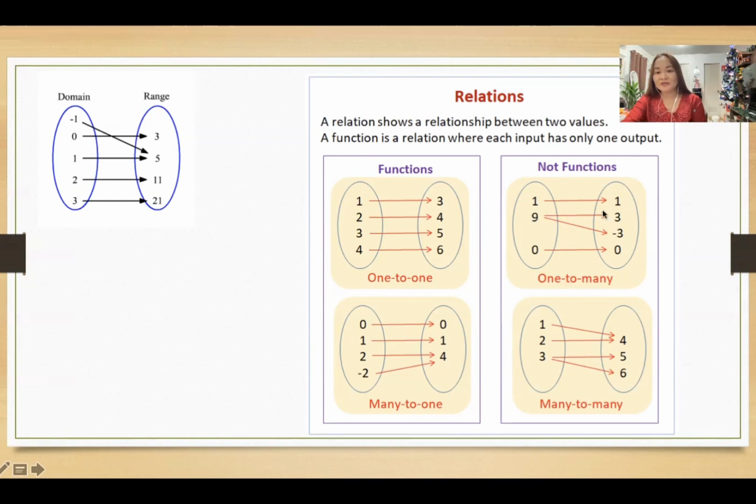Here 9 is paired twice. 9 is paired to 3 and 9 is paired to -3. So this is a relation but not a function. This is a 1-to-many relationship. We also have many to 1. What is this many to 1? We have here -2 and 2 both paired to 4. So this is a function. Many to 1 is a function, but 1 to many is just a relation. But many to many is not a function. This is simply a relation.